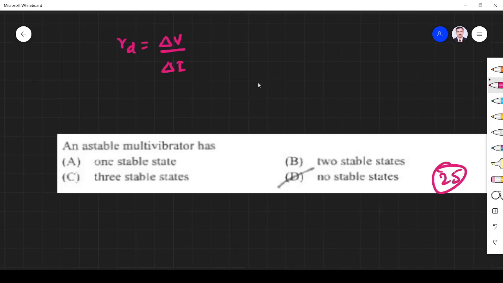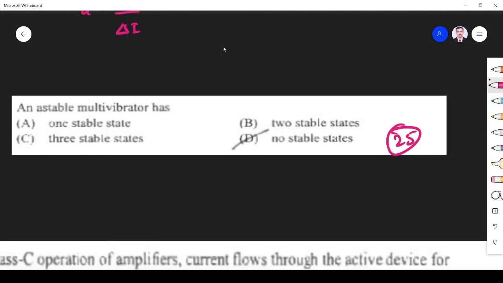Okay. Next, a stable multivibrator has no stable states. That is very easy. Bistable has two stable states.